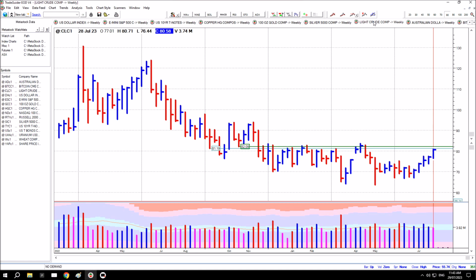Okay, next chart is light crude price futures. And this is another market that's shown relative strength in the face of the US dollar moving higher.